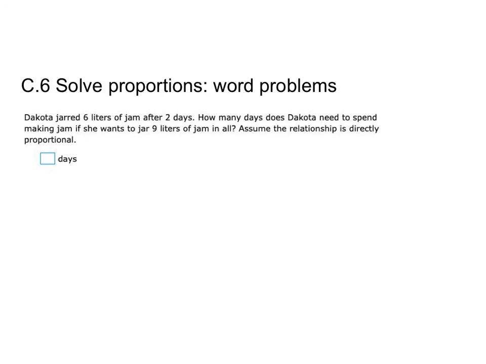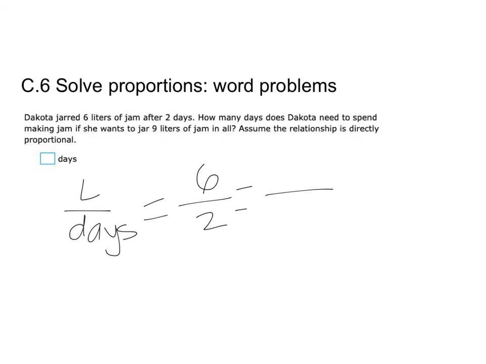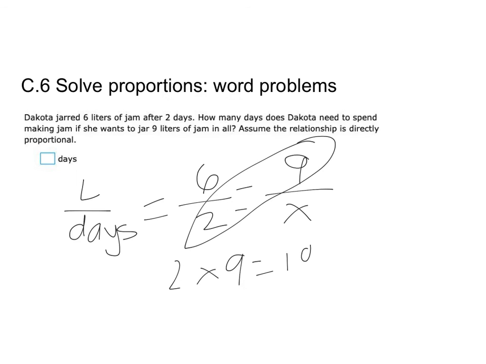Same thing here, nothing changes with difficulty. We can see Dakota has liters of jam and how many days it took her. So here we're going to use liters over days. And again, you can flip that as long as you then flip the numbers. So we have 6 liters in 2 days. And we want to figure out how long it's going to take her to do 9 liters. So X, the unknown, is the number of days. So we multiply on the diagonal again, 2 times 9, which gives us 18. So we're multiplying those. And then we divide by the other number, in this case 6. 18 divided by 6 is 3. So we know that it would take her 3 days to make 9 liters of jam.